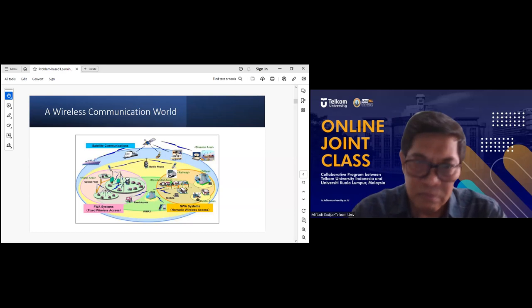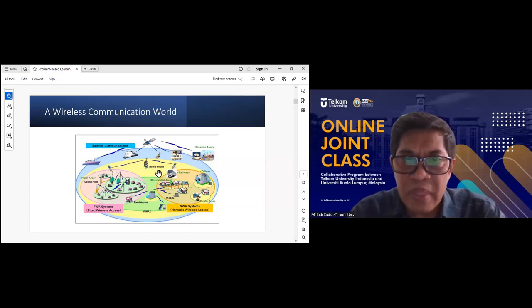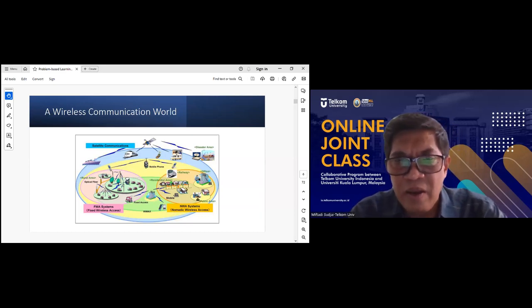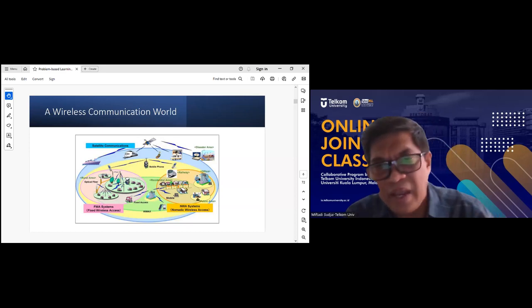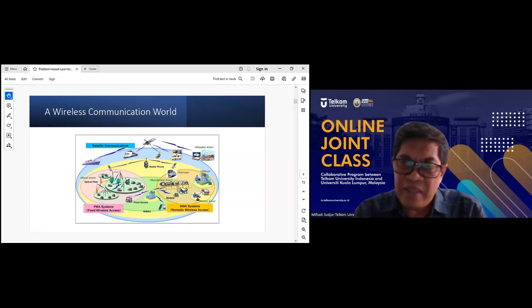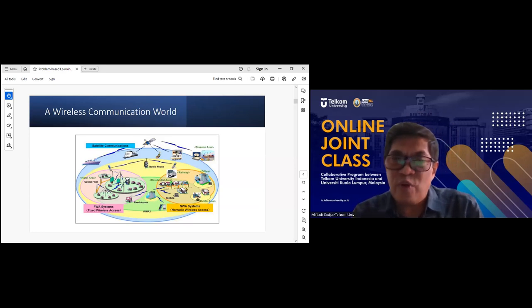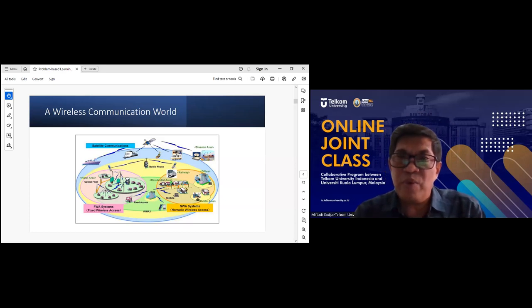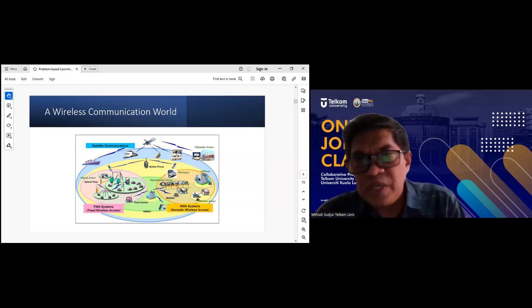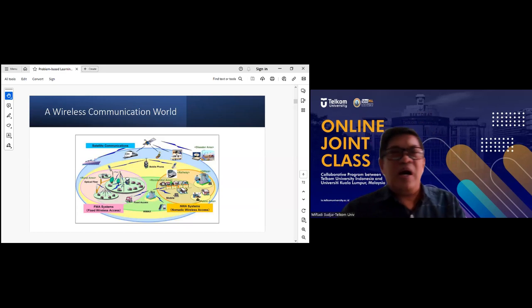So this represents almost all kinds of wireless communications. By land, by the sea, by the outer space, and by the air as well. But now by the air, I think the next frontier is how to provide wireless communication or mobile communication to serve the people who are on the plane.